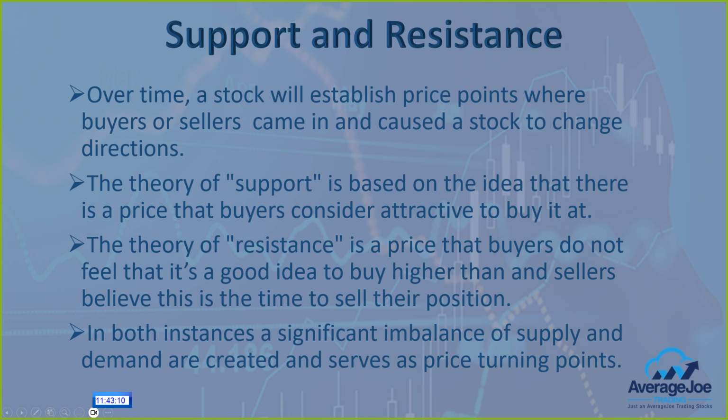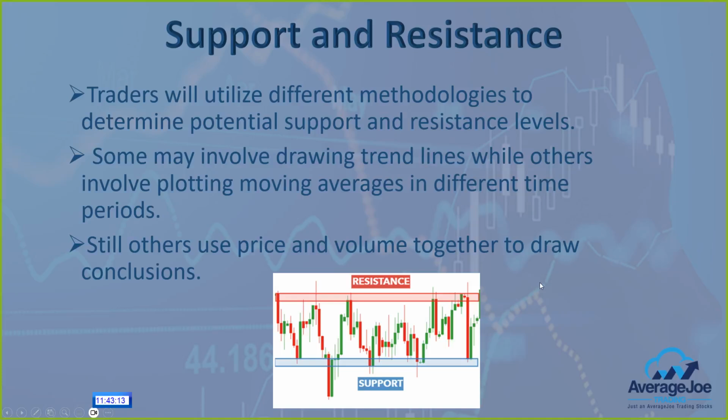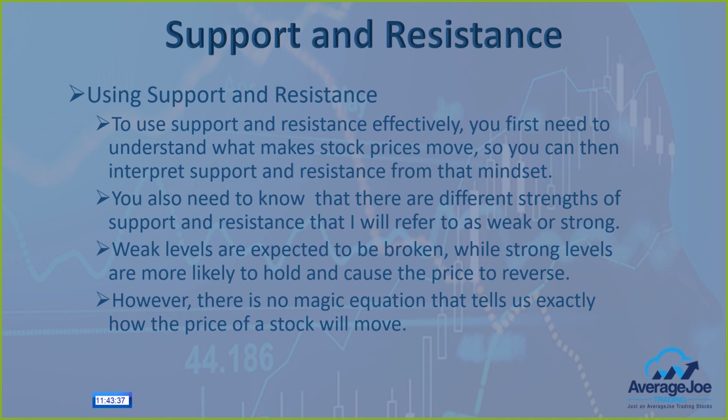So in both instances, you're going to run into an imbalance of supply and demand. Traders use different methodologies to determine support and resistance. Some may involve drawing trend lines, while others involve plotting moving averages over different time periods. Still others use volume and price together to draw conclusions. Some are calculated. It can get real confusing at times, but it doesn't need to be that way, right?